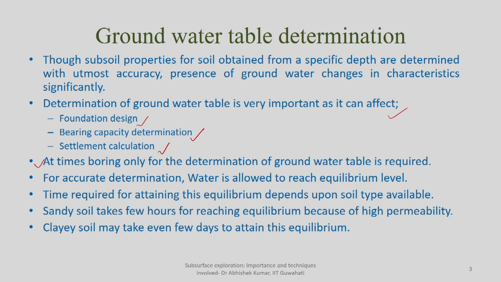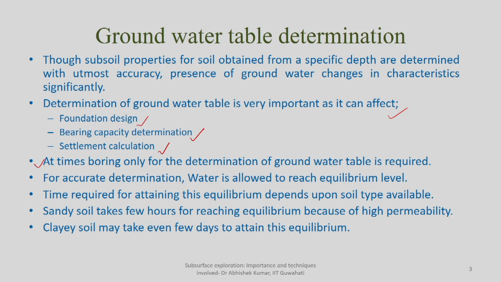For accurate determination, water is allowed to reach equilibrium. It is not like you remove the sampler and immediately start observing the groundwater table, because it will take some time for the groundwater table to get saturated, since you are removing the soil sample. There will be some kind of drawdown in the borehole with respect to the surrounding general groundwater table level. So, to ensure that whatever groundwater table you are reporting in your bore log is the equilibrium level, it is not going to change with time. Maybe after 2 hours, after 3 hours, or after a couple of days, if you observe the groundwater table, it may not show significant fluctuation.